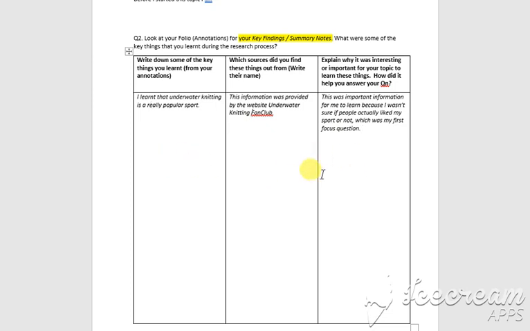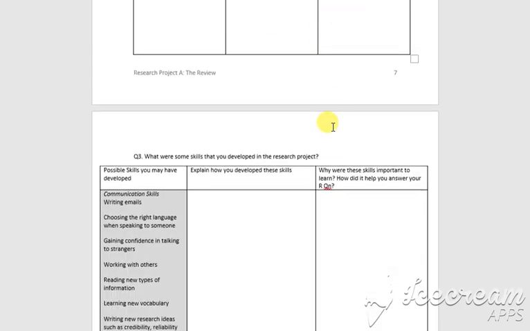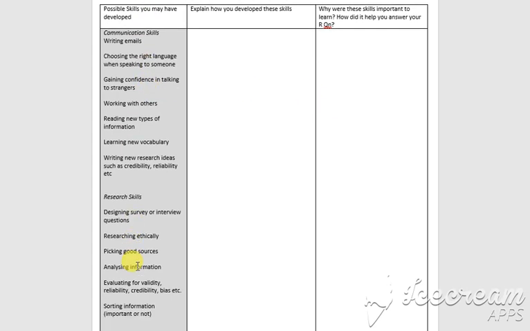So you would fill in this table with 2 to 3 different things you learnt. And it's really important that you're explaining why this was important for your topic. Why did you have to learn that? Then you're going to go onto a second page and you're going to talk about your skills. So we have a whole list of skills here that will be really, really useful for you to talk through.